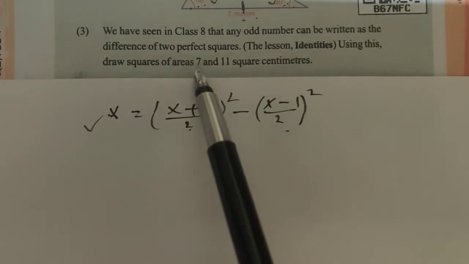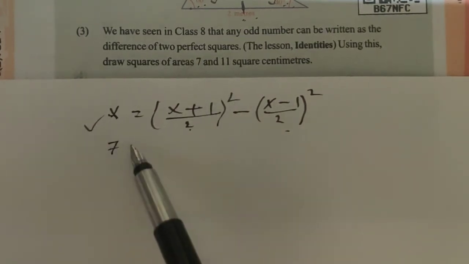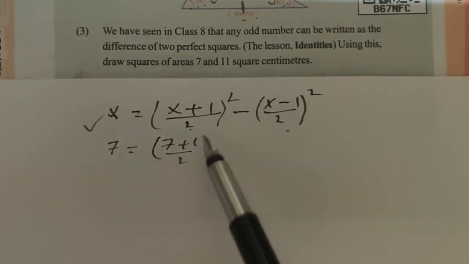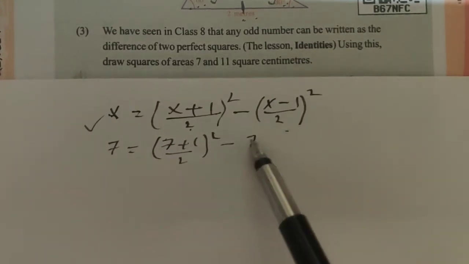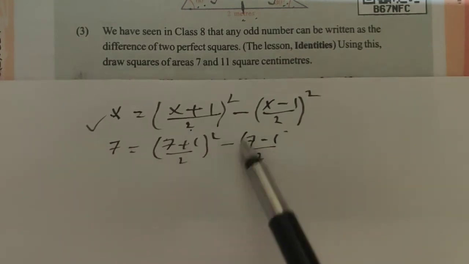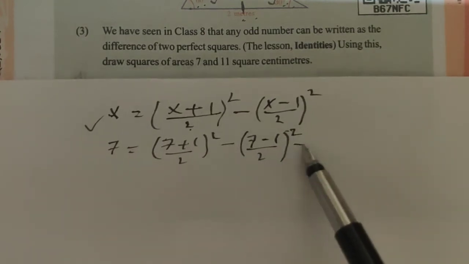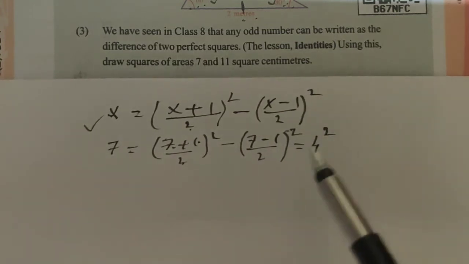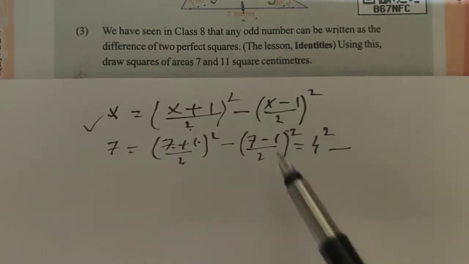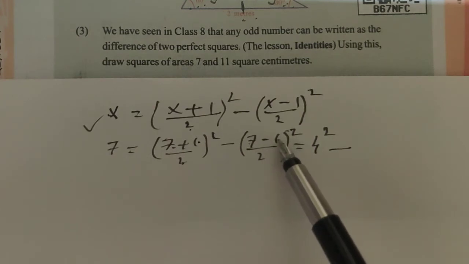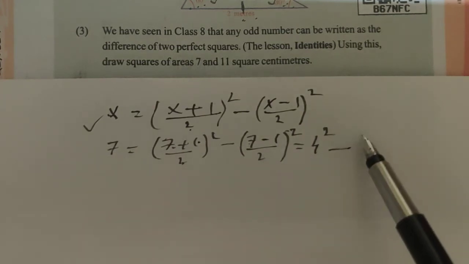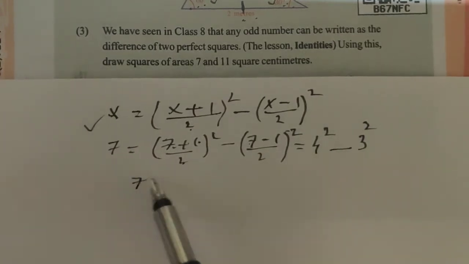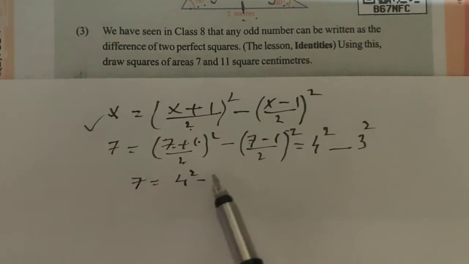Then you can see here 7. We take 7. And what about 7? 7 can be written as (7 plus 1)/2 the whole square minus (7 minus 1)/2 the whole square. What is (7 plus 1)/2 the whole square? That is 8. 8 by 2 is 4. That is 4 square. And minus (7 minus 1)/2. What is 7 minus 1? 6. 6 by 2. That is 3. 3 square. That is, you get a relation 7 is equal to 4 square minus 3 square.